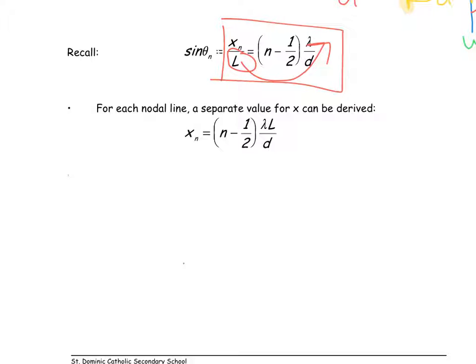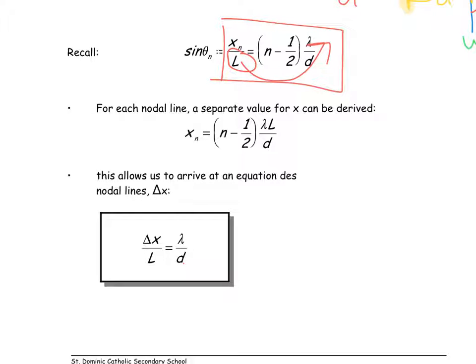So extending this a little bit further, I come up with an equation that allows me to derive an equation describing the distance between all of the nodal lines. So in other words, a delta X value. So what am I describing when I'm describing the delta X value?